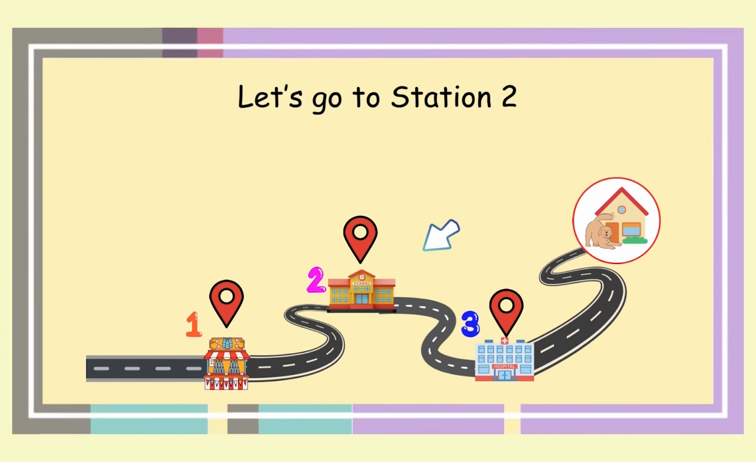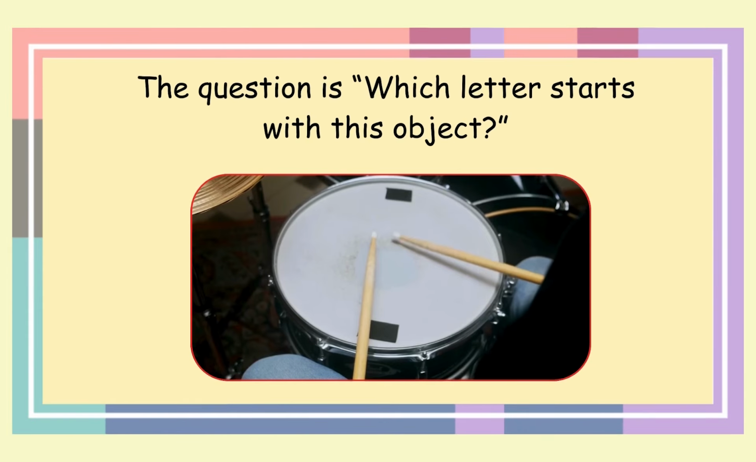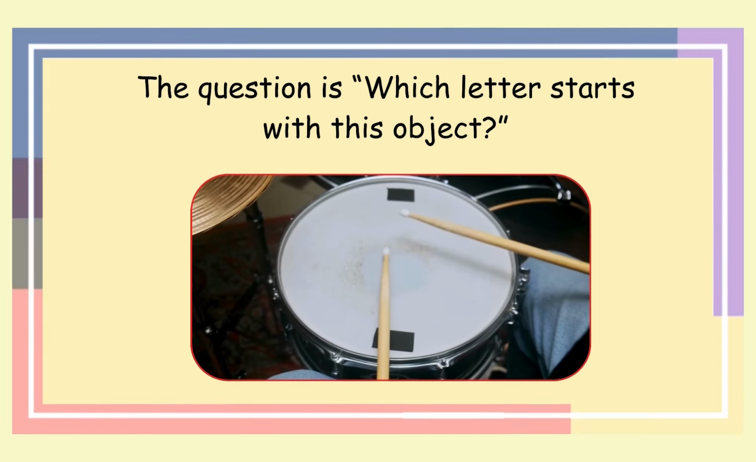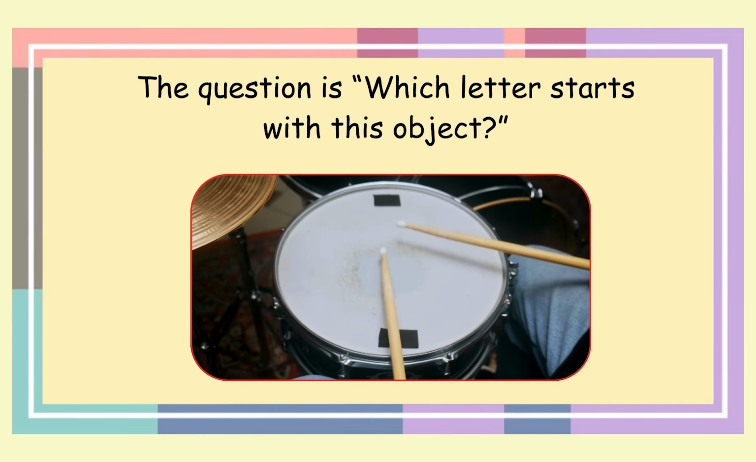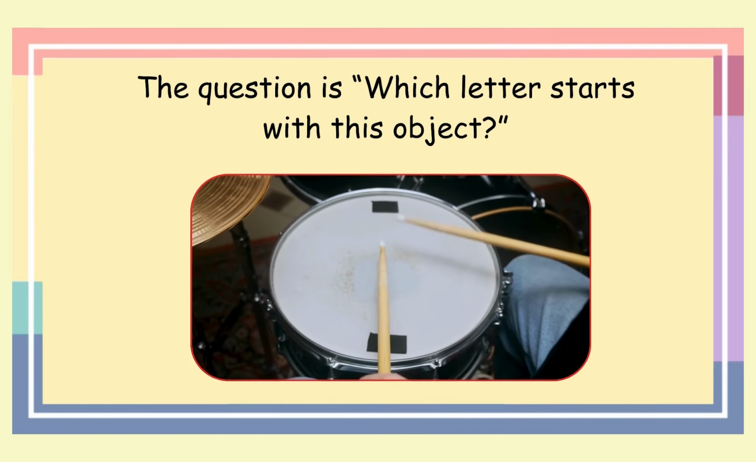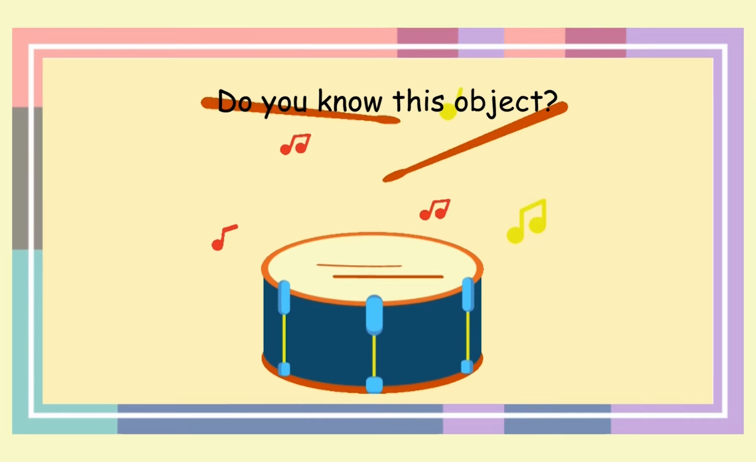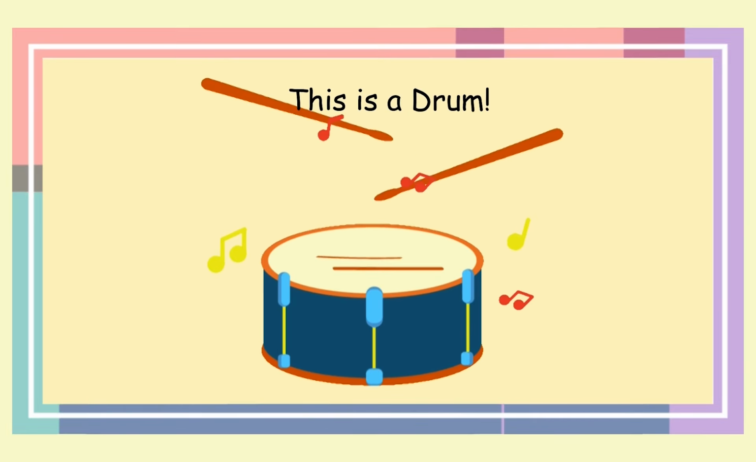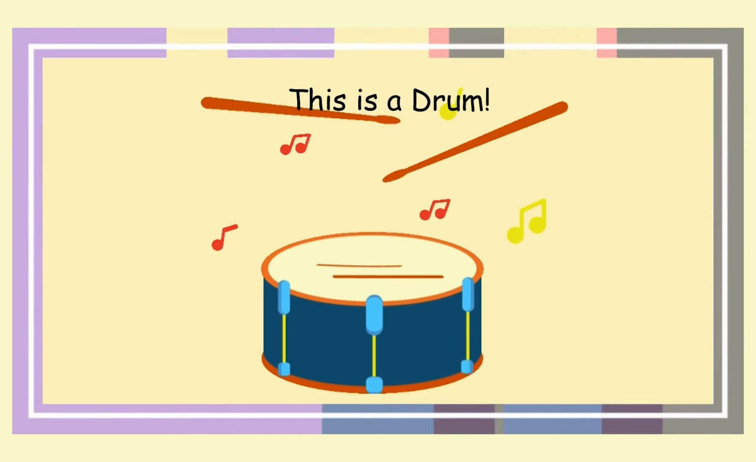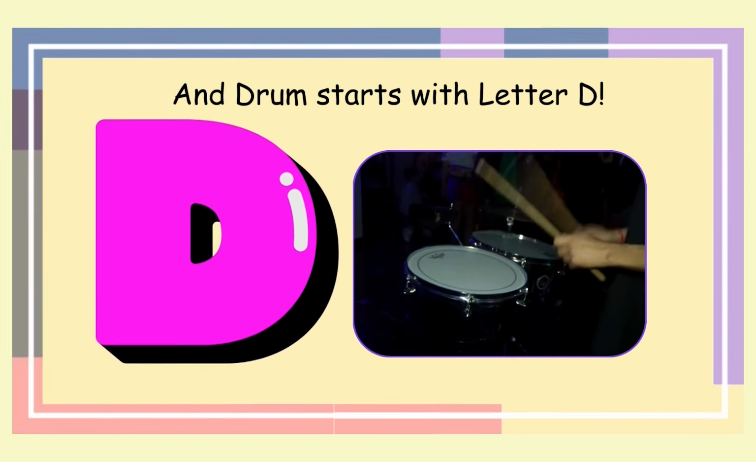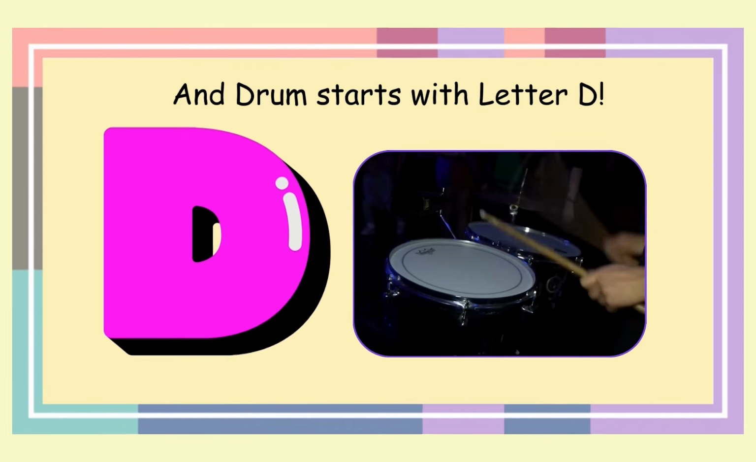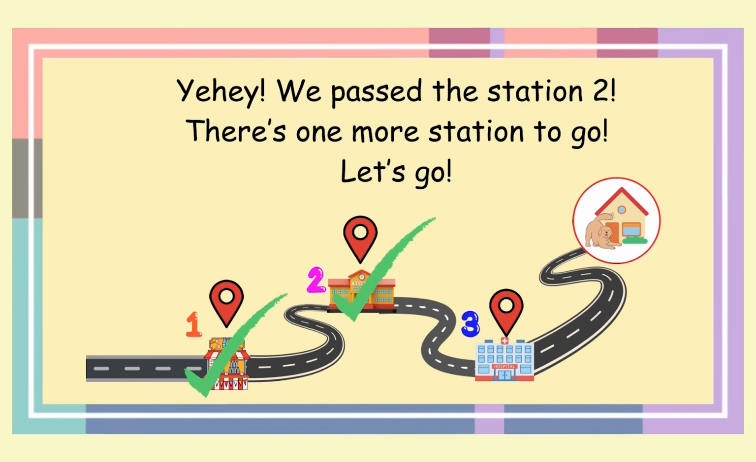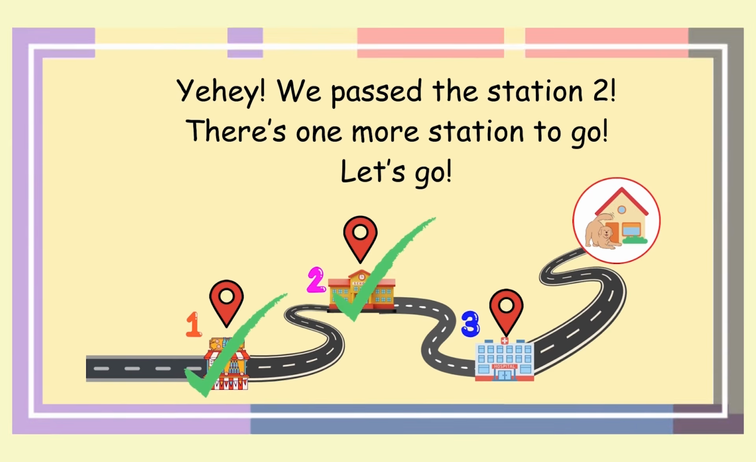Let's go to station 2. The question is, which letter starts with this object? Do you know this object? This is a drum. And drum starts with letter D. Yay! We passed station 2. There is 1 more station to go. Let's go.